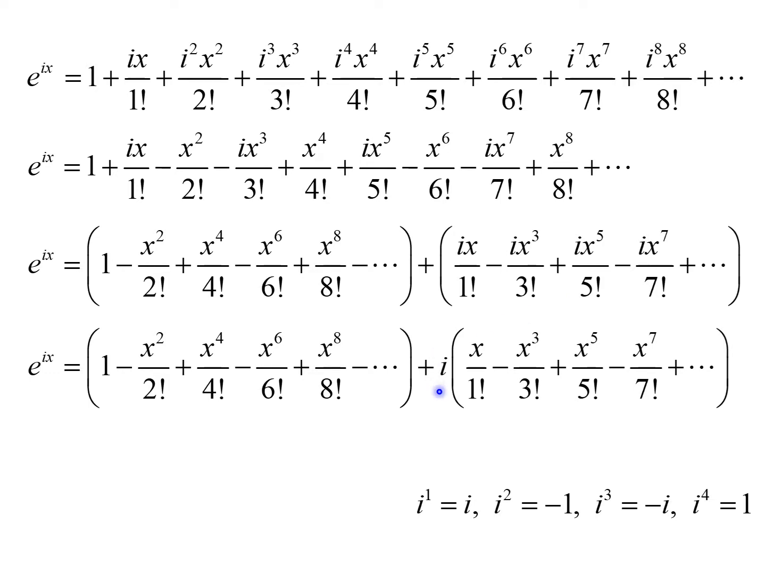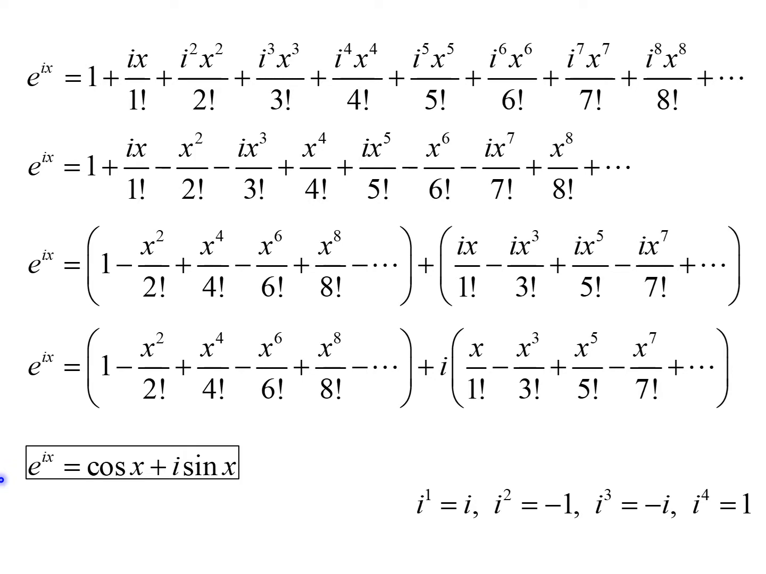Now, if you've had a full year of calculus, you've learned the power series for e to the x, but there's also a power series for the sine of x and the cosine of x. And that's what we have here. These maybe look familiar to some of you, but can be replaced with their power series representations. So there's the cosine x, which is this right here. And then we have plus i, and then this right here is the sine x. And so there's the Euler formula.